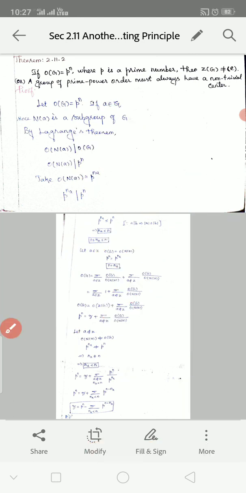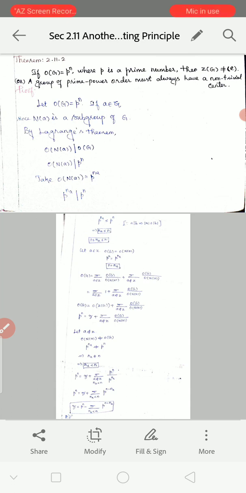Okay, next we see the proof of the theorem. Here given order of G equals p power n, p is a prime number. If a belongs to G, we know that the normalizer of a is a subgroup of G. Here we use Lagrange's theorem. What is Lagrange's theorem? If G is a group and H is a subgroup of G, then order of H divides order of G. Here G is a group, N of a is a subgroup of G. Then we can apply Lagrange's theorem. We get order of N of a divides order of G.